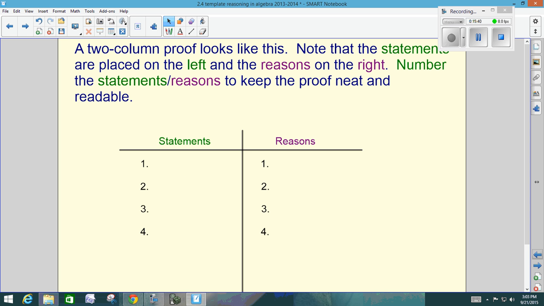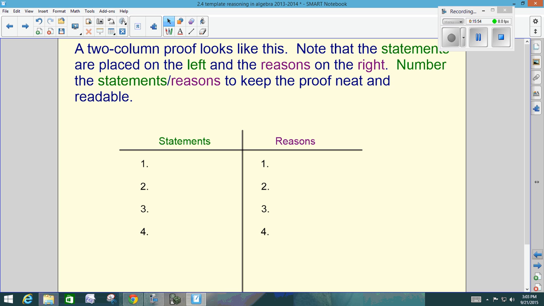There's 2 different ways, well, more than 2 ways to write proofs. There's flow chart proofs. There's paragraph proofs where you write them out in paragraphs and sentences. And then there's 2-column proofs. You're only going to be doing 2-column proofs.